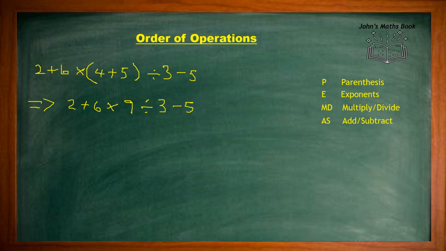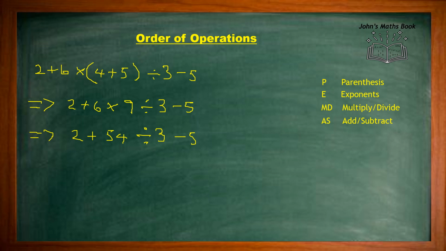So the next rules we have to apply are the multiplies and the divides, and as you can see we've got multiplies and divides, both in this expression. So the way we work it is we look at which one comes first when we travel from left to right, and as we can see that's the multiply. So if we do the multiply first, it's 2 plus 6 times 9, which is 54, divided by 3 minus 5. Next, we do the divide.